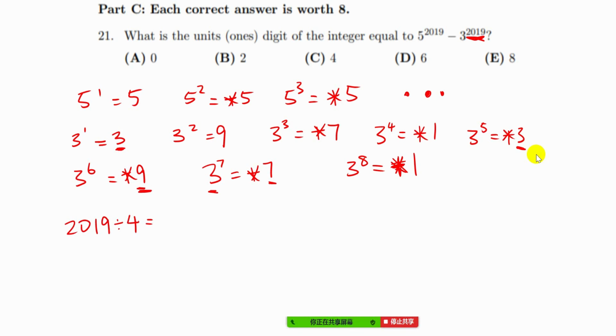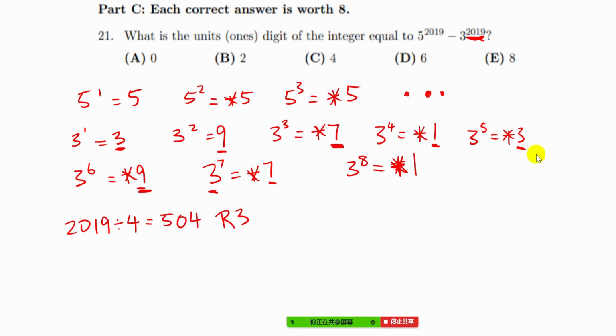If it has a remainder of 2, it would have a units digit of 9. If it has a remainder of 3, it would have a units digit of 7. And if it doesn't have any remainder, it would have a units digit of 1. And then if we calculate this, this would equal 504, remainder 3. So that means that 3 to the power of 2019 has a ones digit of 7.